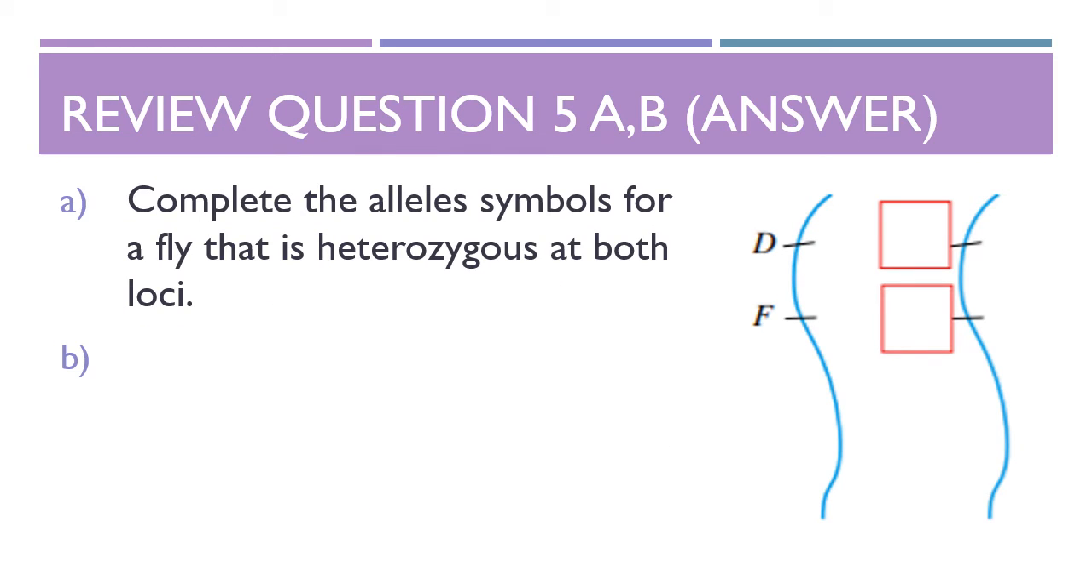Okay, so the answer here, complete the alleles for heterozygous. If I'm heterozygous, remembering I've got one copy of the dominant allele, one copy of the lowercase allele. So that's going to look like a lowercase d on this locus and a lowercase f on this locus. Thinking about the combinations of alleles, if there's crossing over, there's a couple of different things. The fly could have this combination, this one, this one, or this combination of alleles.